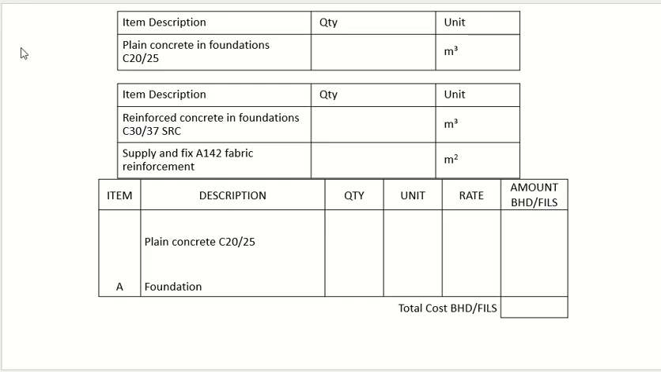Alright, so this quantity is how much? 1.4 cubic meters, and then you will write the rate here. So for example, the rate is 100 BD per cubic meter. So the cost will be 100 into 1.4.